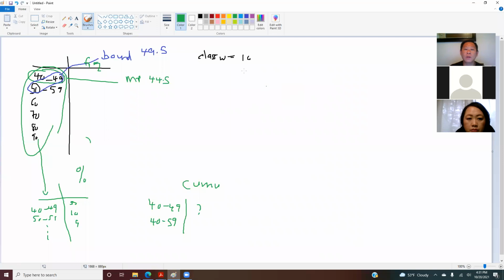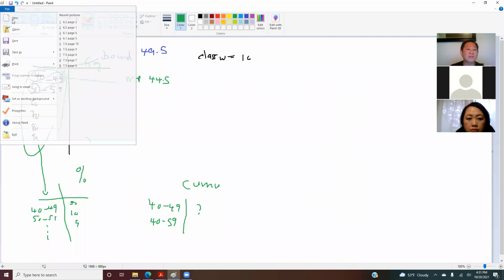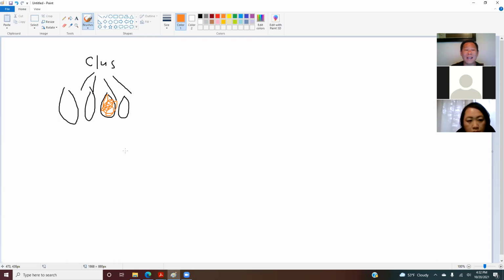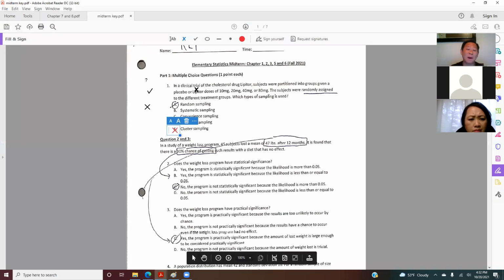What is going on with the random sampling in this case is, if you want to have clustered, you assign them into 4 groups, and then you pick one group randomly. This is called clustered. This question did not mention anything about picking just one of these groups, and you only assign randomly. So that's the reason why your answer in this case will be random.